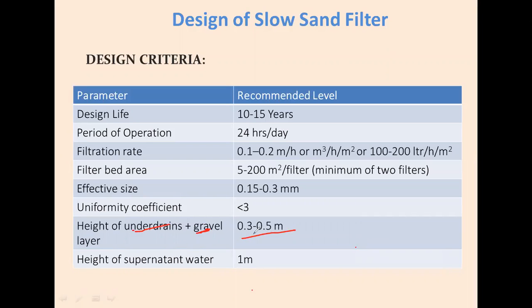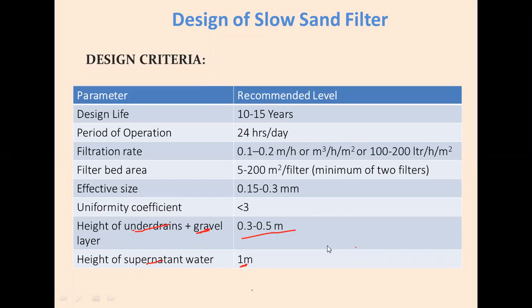Then height of the supernatant water. Supernatant water means what? Filtered water. It should be 1 meter. So these are the different design criteria for the slow sand filter. Now, after knowing these things, we are going to solve the problem based upon this design of slow sand filter.